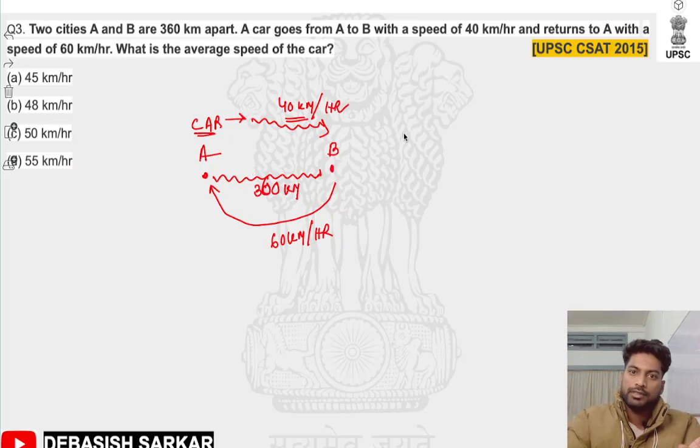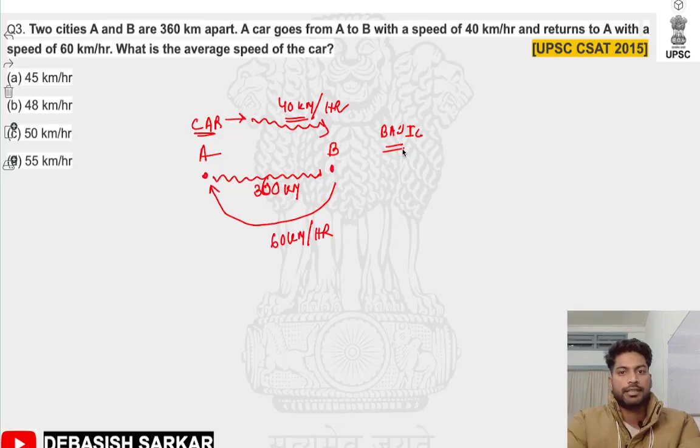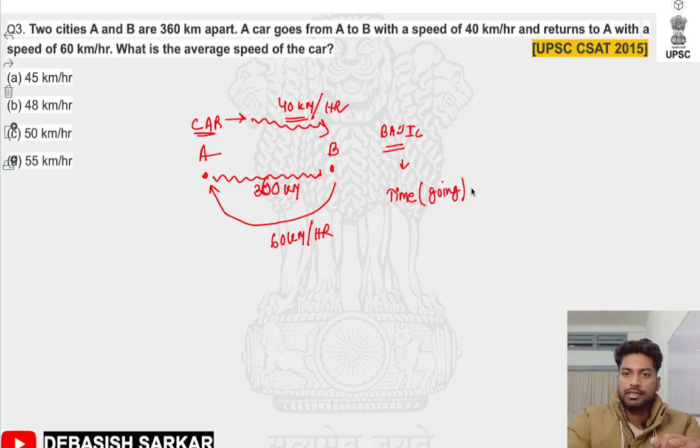Look, I'll solve by the basic method first, then I'll give you the alternative method. Look, how will it be done by the basic method? While going, how much time are they taking? Time going: 360 kilometers and the speed was 40. So the time is 9. Yes, 9 hours.